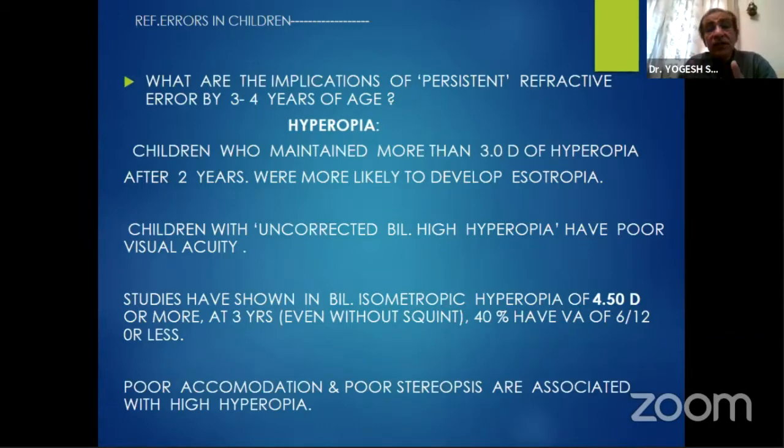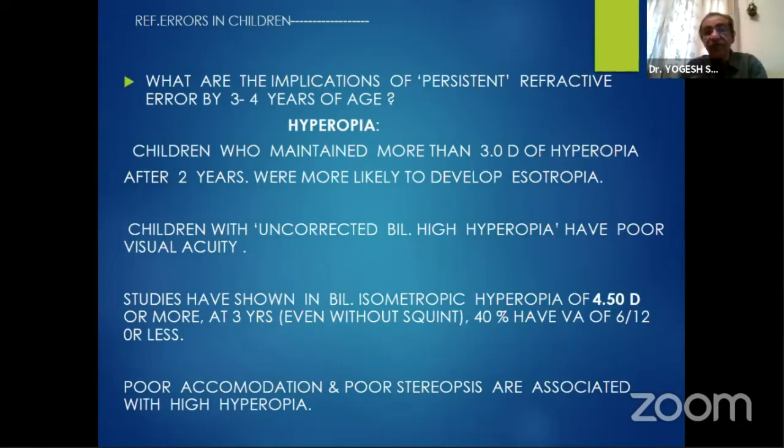What are the implications of a persistent refractive error which remains after 3 or 4 years of age? Because if such an error has been persisting and emmetropia has not developed, there would be some problems in a child. And most of the parents who are educated will bring the child to you with some sort of symptoms. Therefore, you must know the implications. Now, hyperopia.